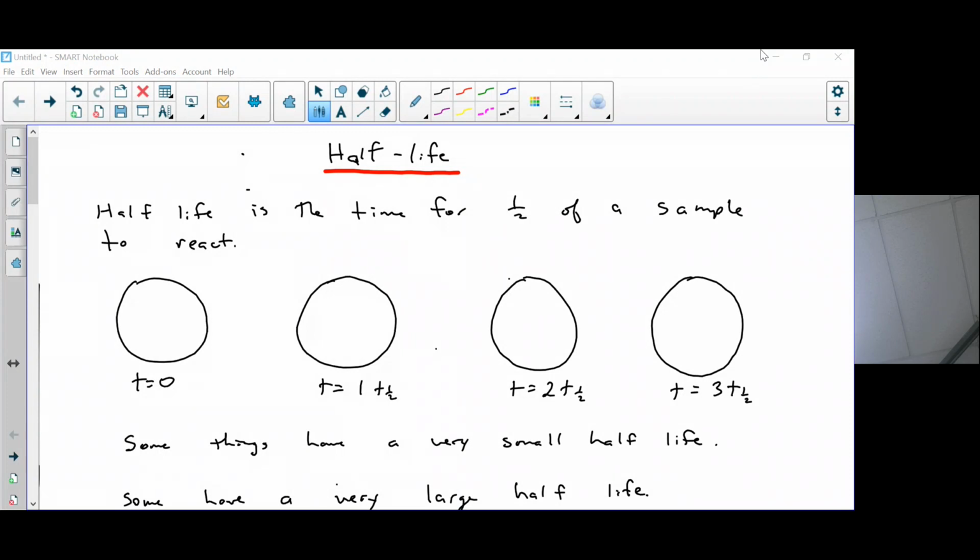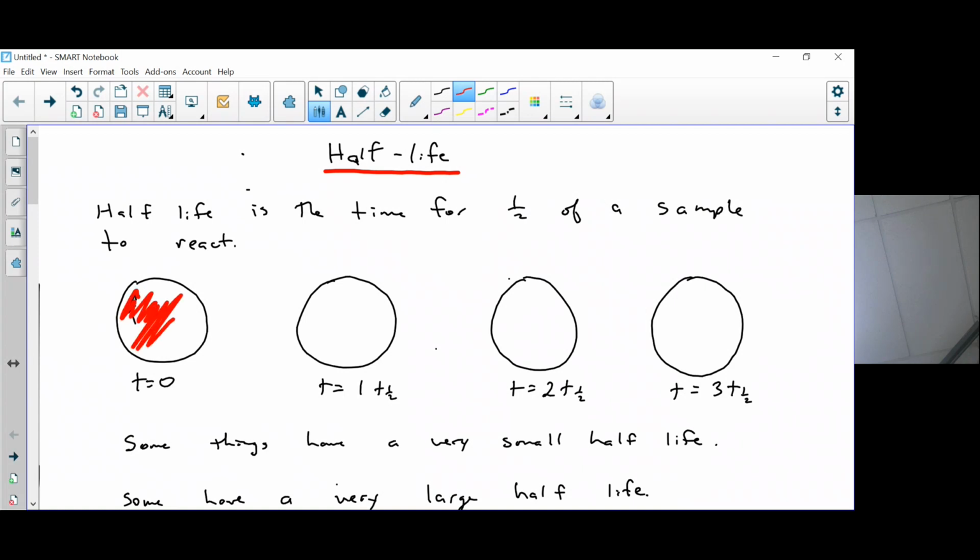So this is a little video about half-life. Half-life is the amount of time for half of a sample to react, and this works in nuclear physics. It's also a term that we use in chemistry, just like how long does it take half of the material to react.